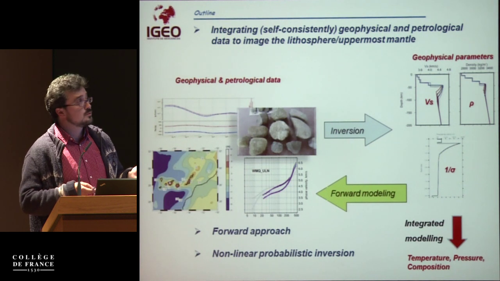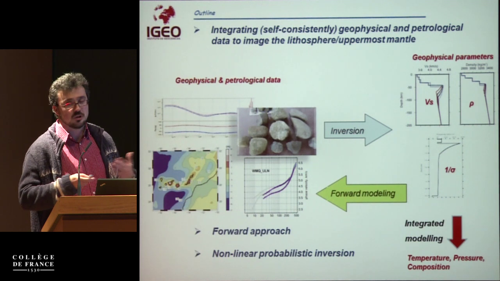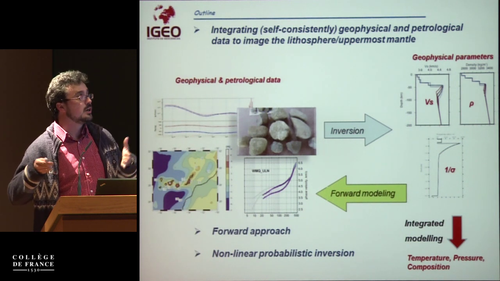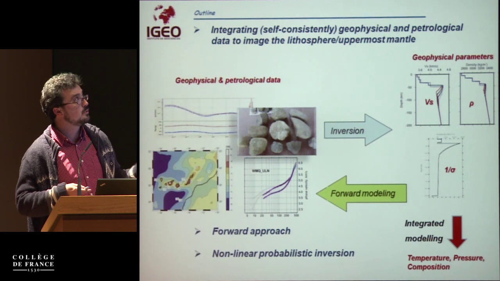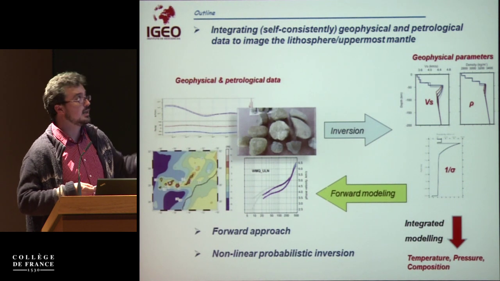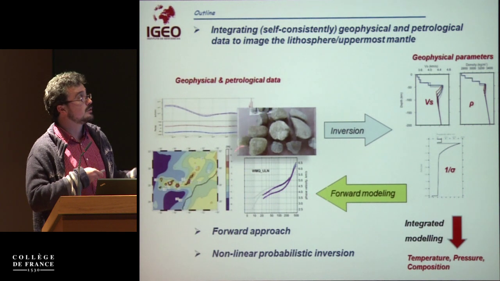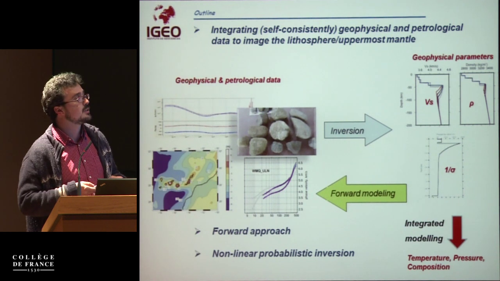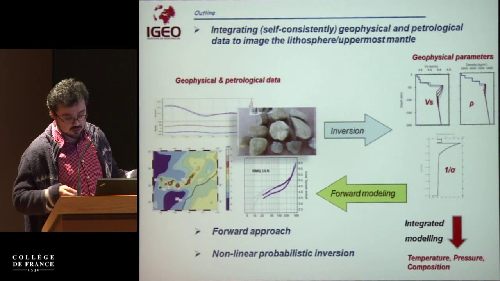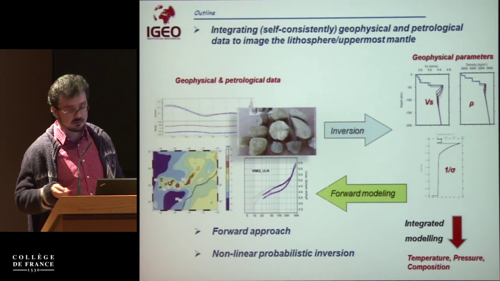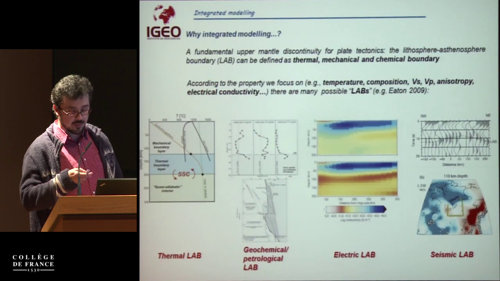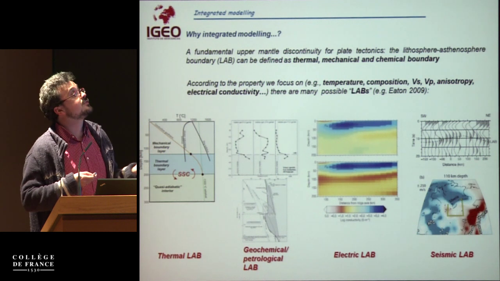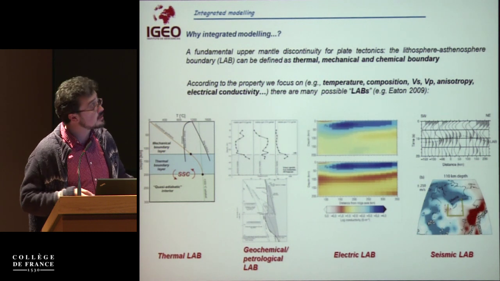To attack this problem, you have two possibilities. You can go for a forward modeling approach in which you assume something about the Earth and then solve the equations, compute the synthetic data, which are then compared against the real observations, or just directly an inversion, where you go from the data to the geophysical parameter. The two approaches have their own advantages and disadvantages, and I'll try to comment on that a little bit later. But first, a little bit on the justification of why this integrated modeling is interesting.